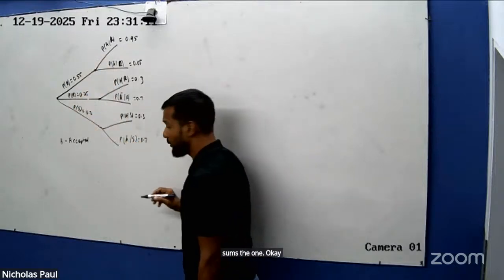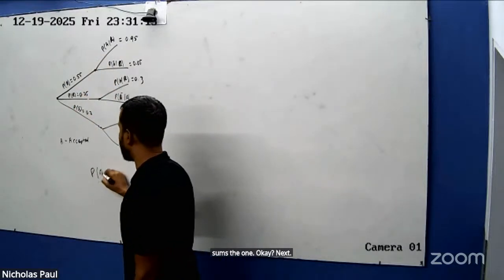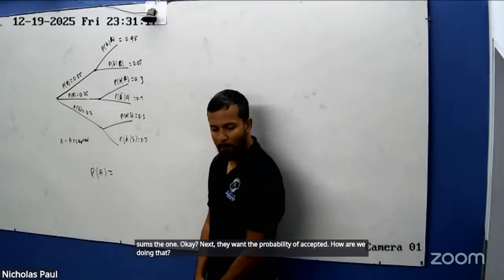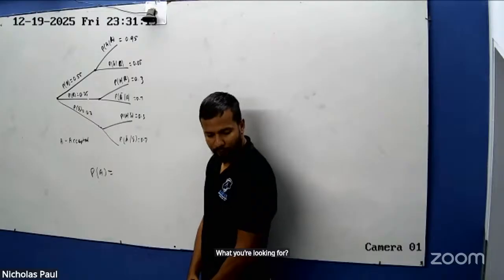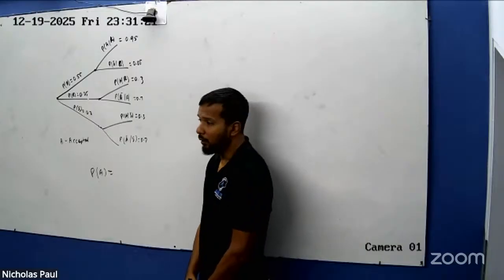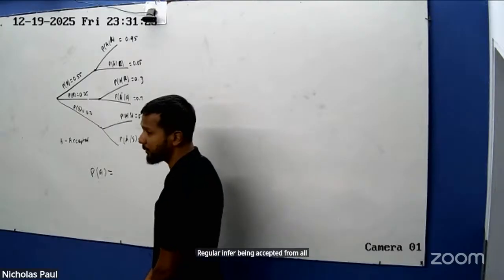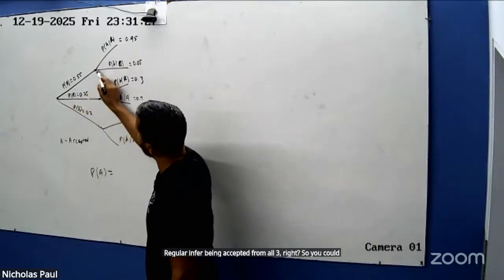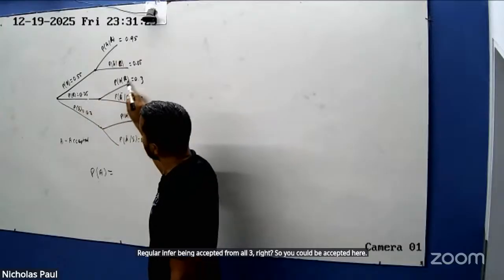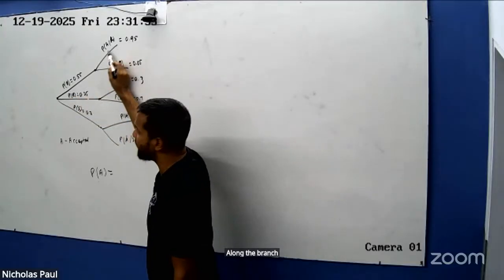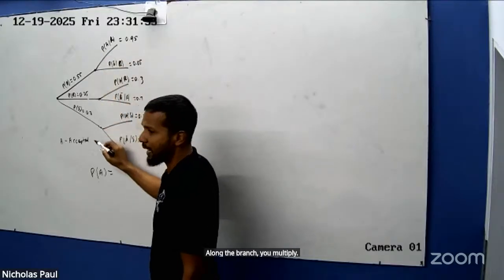Okay? Next, they want the probability of accepted. How are we doing that? What are you looking for? You're looking for being accepted from all three. So you could be accepted here, here, and here. Along the branch, you multiply.